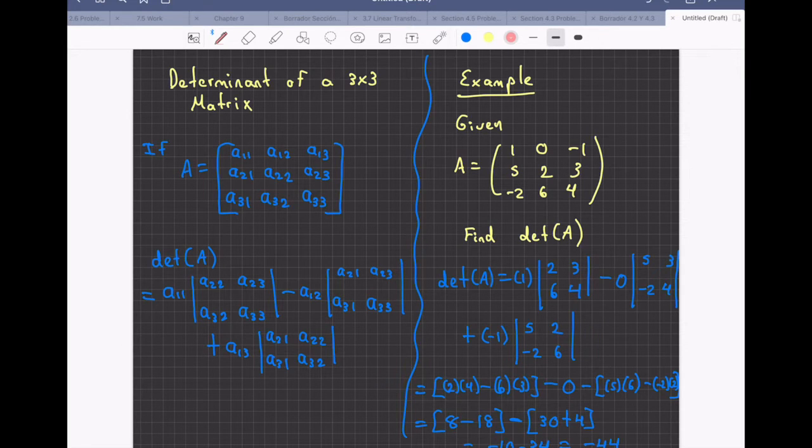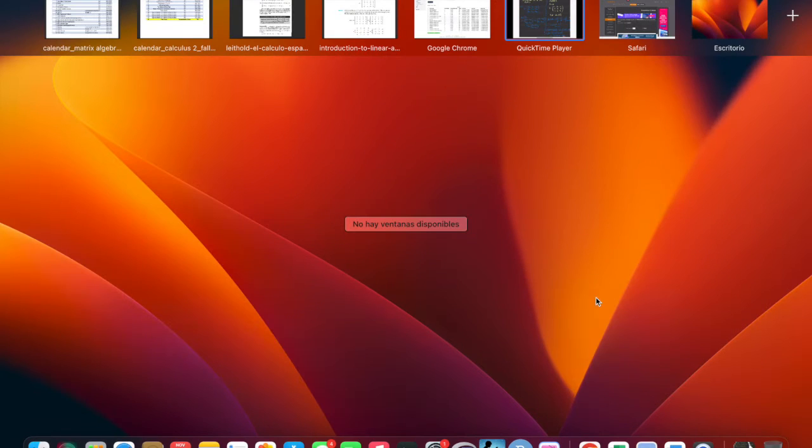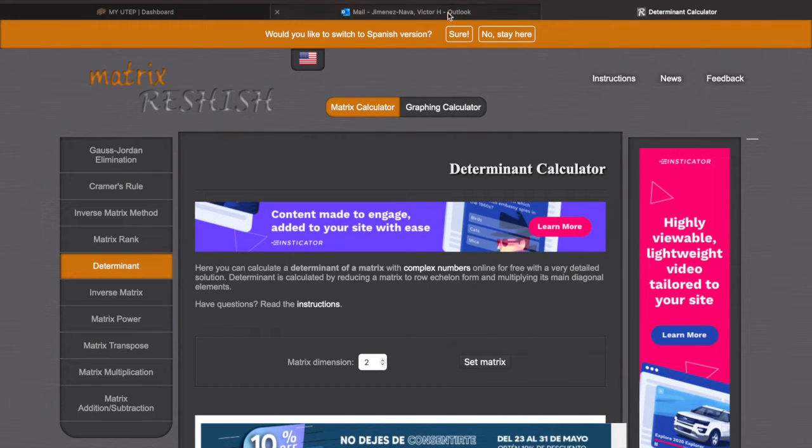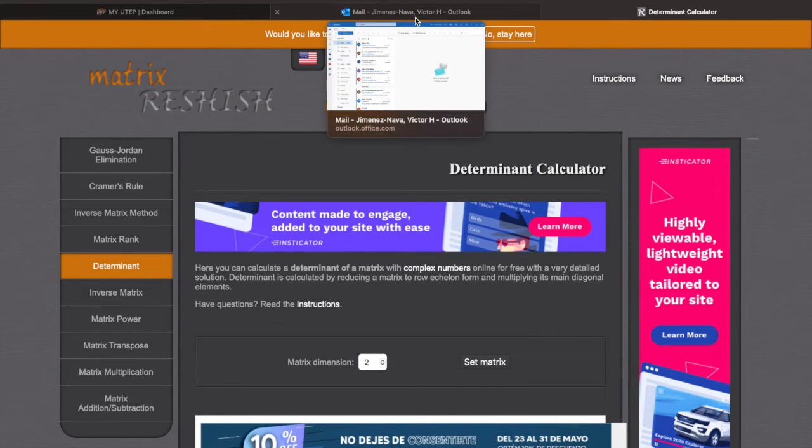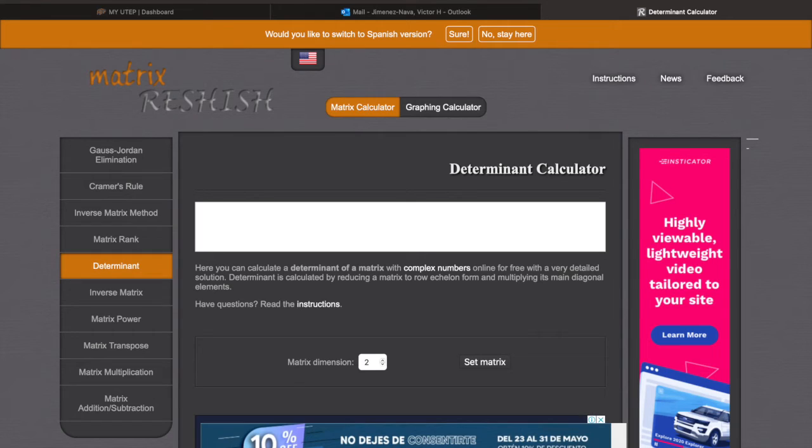As long as you get the right answer with any method that you're using or you want to use, no problem. But of course, this is an online class, so we can take advantage of technology to verify our results or to compute the determinants. So I'm going to recommend one web page to compute the determinant. So let's see.